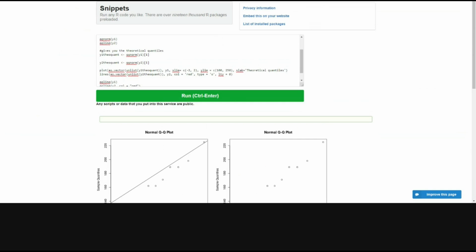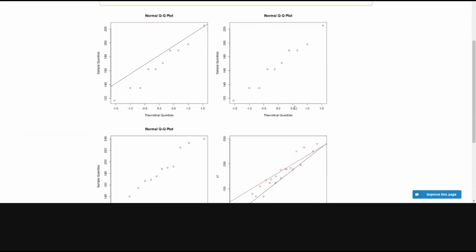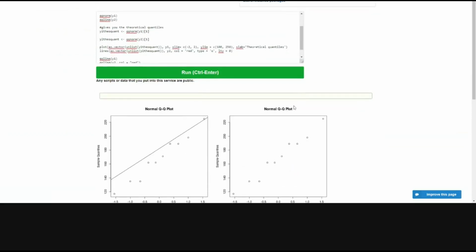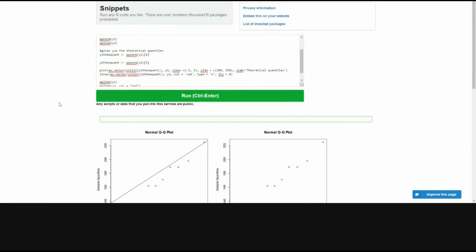Now, what I'm trying to teach you is to get this to plot both at the same time and get the lines in different colors, which was challenging. So let me explain why. First of all, what did I need to extract? I needed to extract the theoretical quantiles. You will find that the theoretical quantiles are different for each sample, let me demonstrate.